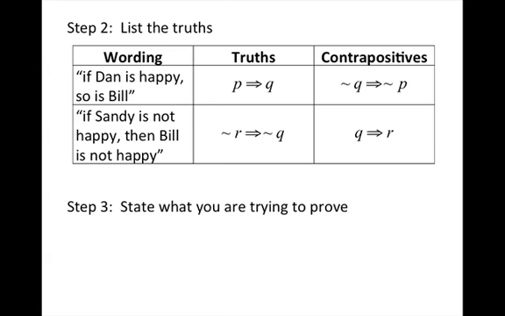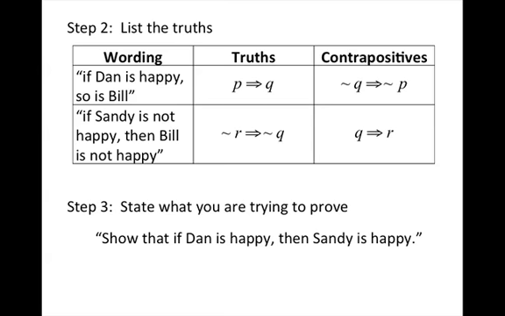Next, we want to state what we're trying to prove. I'm trying to prove if Dan is happy, then Sandy is happy. Dan being happy is P, Sandy being happy is R, so this is P implies R. I want to show that this is true.